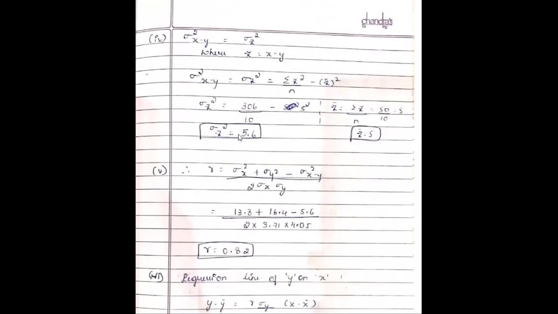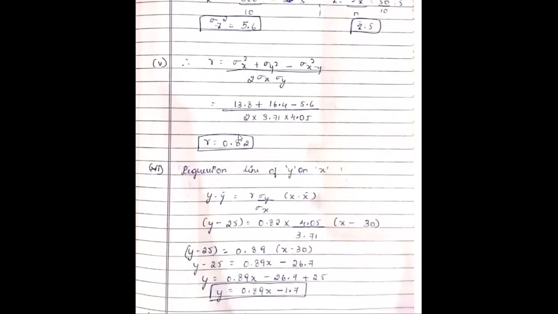So I'm just moving on to the regression line equations. The first thing you should do is write the regression line equation. So the regression line of Y on X I've written here, which is Y minus Y bar equals R into sigma Y by sigma X into X minus X bar. Once you write the equation, the first thing you should do is find all the unknowns here. So you have to find Y bar, R, sigma Y, sigma X, X bar.